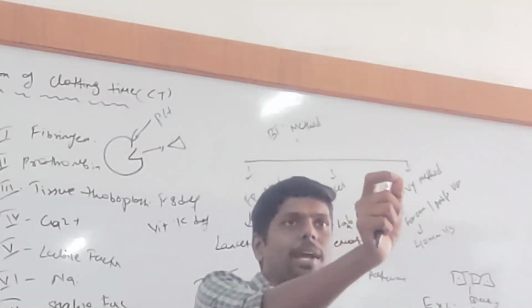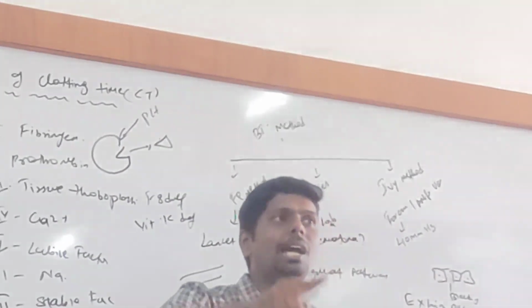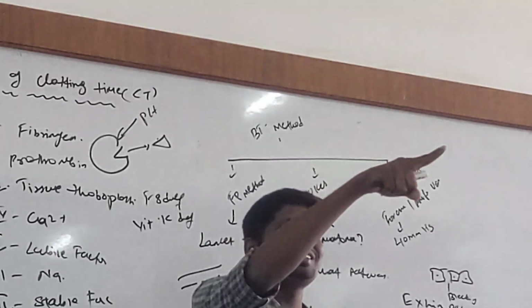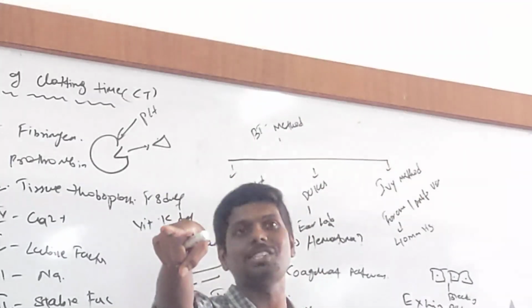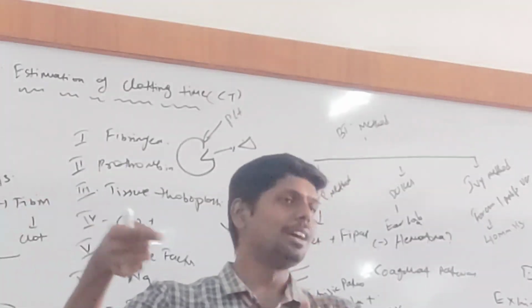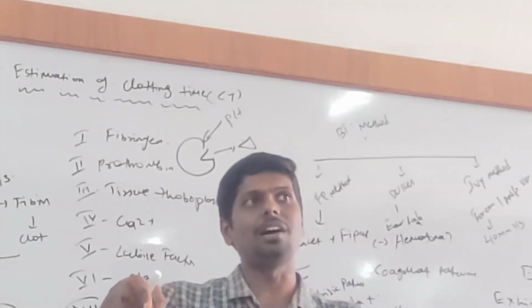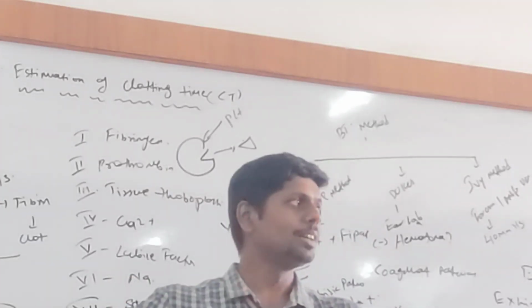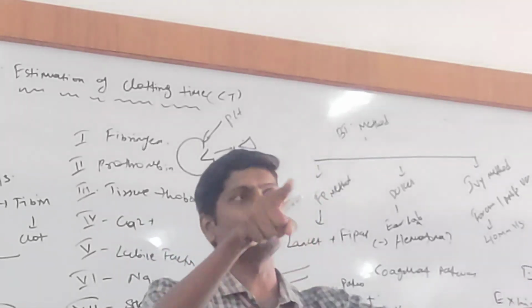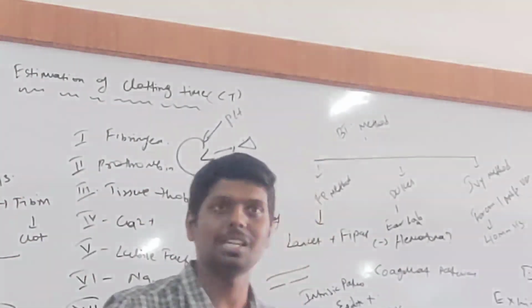Now, once an enzyme is activated, it will trigger the next enzyme, and the next enzyme will trigger the next. I will give one example: the glycolysis pathway. Hexokinase converts glucose to glucose 6 phosphate. Now glucose 6 phosphate will activate another enzyme. There are enzymes that act as cascade reactions. One enzyme activates another, and that one activates another. These things are called cascade reactions.